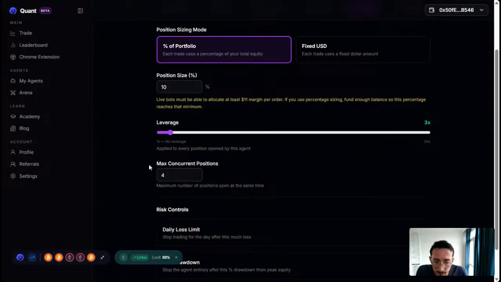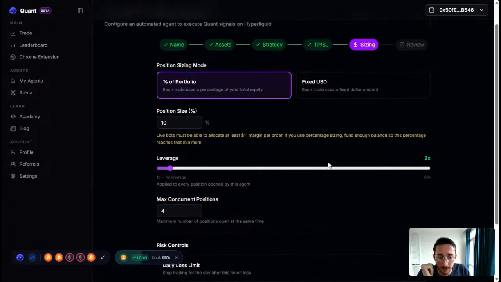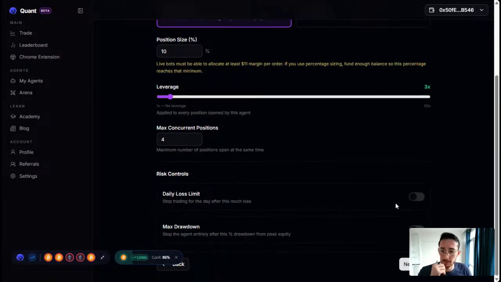And then you have risk controls. Right now, they are not really working, so don't bother with that. But the risk controls can be a daily loss limit, which will stop the bot, or the max drawdown, which will stop the bot as well. That's a kind of safeguard. I'm very aggressive on this bot. If you are more conservative, you would put 1-2% of your portfolio, maybe 2x leverage, not more. But yeah, I'm a vibe trader, so I need a little bit of dopamine.